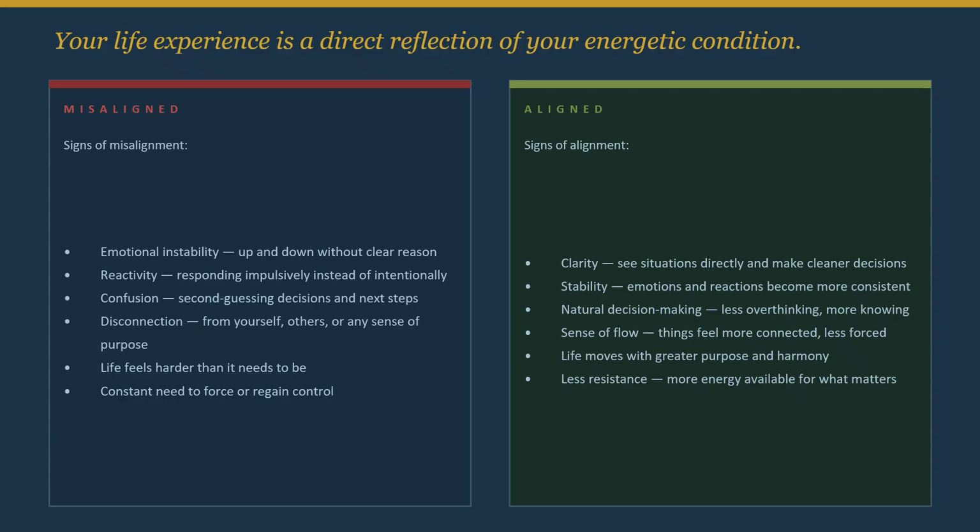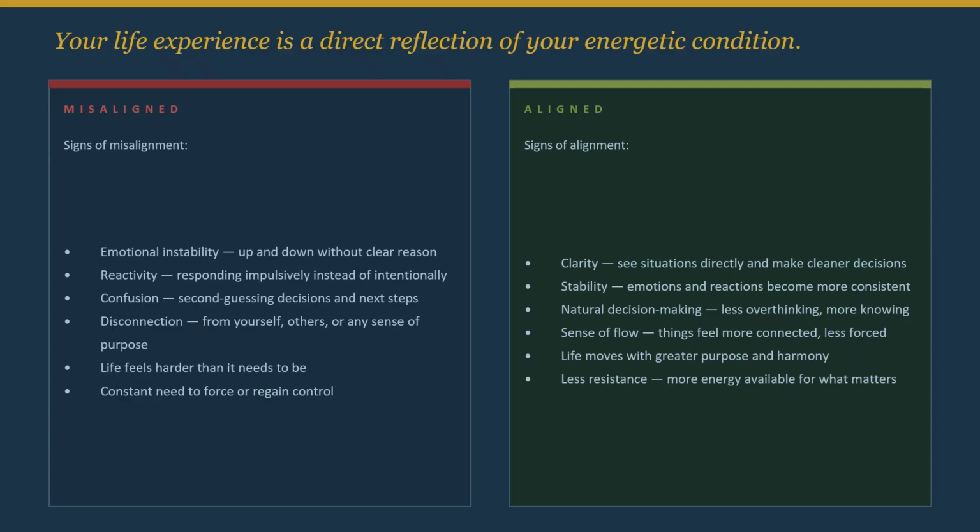Now let's talk about what all of this actually means for your day-to-day life. At a high level, your energy system is always in one of two states. It is either aligned or it is misaligned. When your energy is misaligned, it shows up in very unpredictable ways. You may experience emotional instability as feeling up and down without clear reason, reactivity as responding impulsively instead of intentionally, confusion as not knowing what to do or second-guessing decisions, and disconnection from yourself, from others, or from any sense of purpose. In this state, life tends to feel harder than it needs to be. You may find yourself forcing things, overthinking, or constantly trying to regain control.